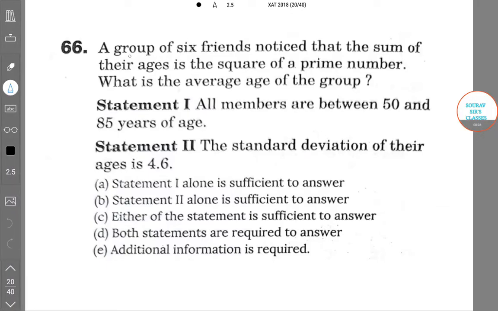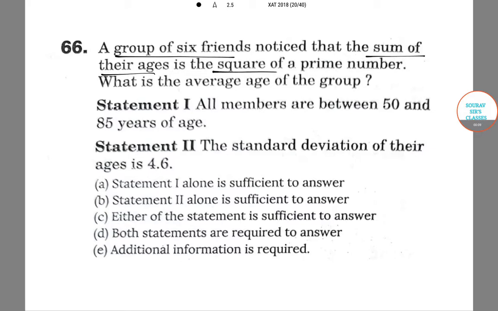The question is, a group of 6 friends notice that the sum of their ages is the square of a prime number. What is the average age of the group? Statement 1. All members are between 50 and 85 years of age. And statement 2. The standard deviation of their ages is 4.6. Then which of the options is correct?